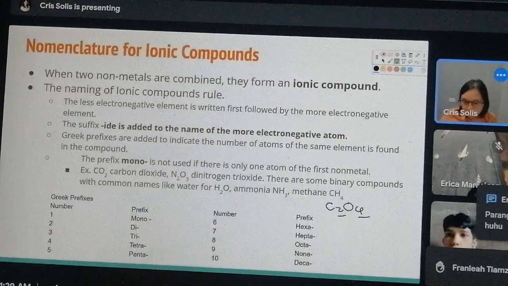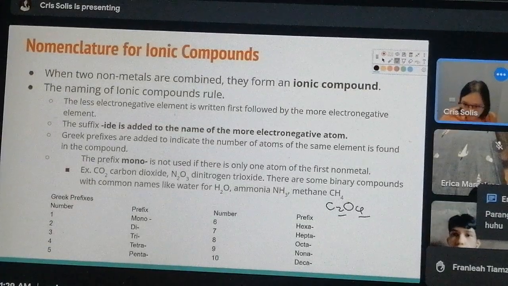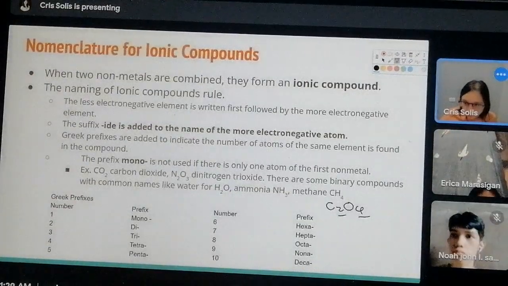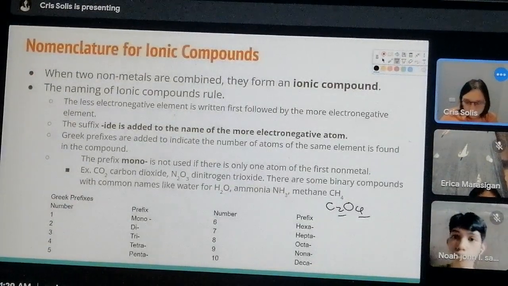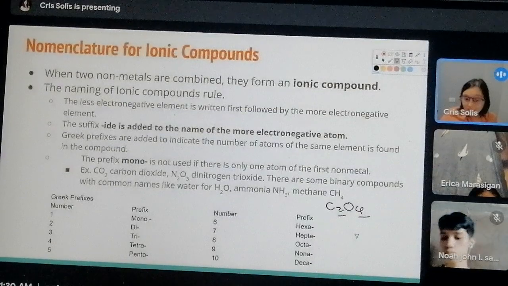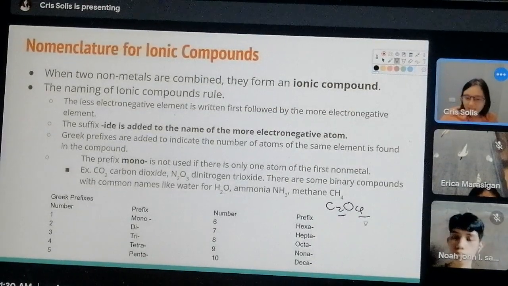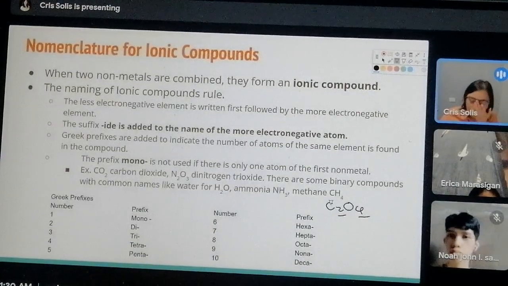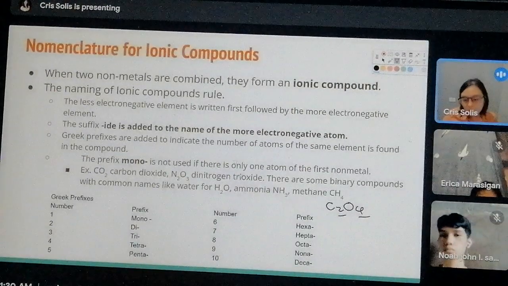There's carbon and oxygen. Hindi ko po sure. There's carbon and hydrogen here. Dicarbon hexaoxide po. Dicarbon, kasi dalawa. Hexaoxide, kasi 6. Carbon is less electronegative than your oxygen.